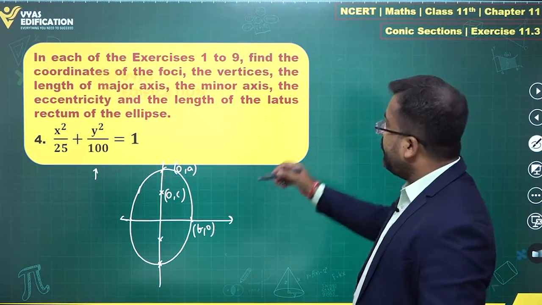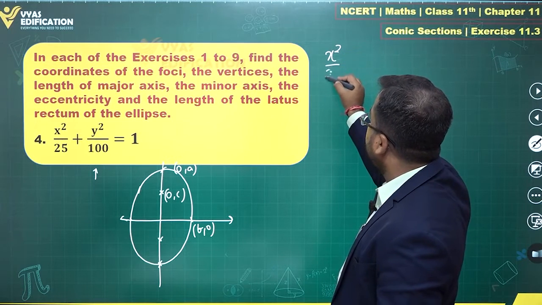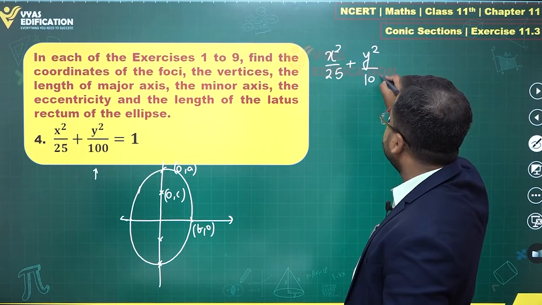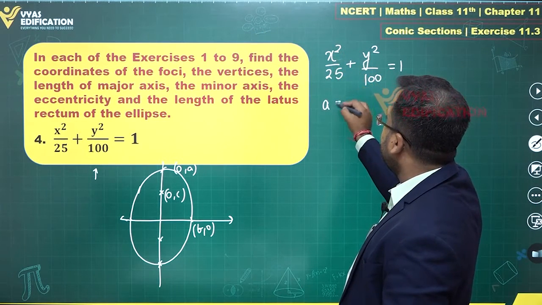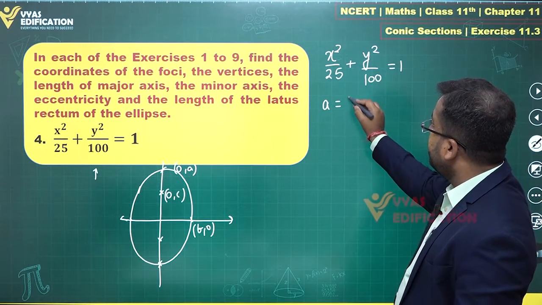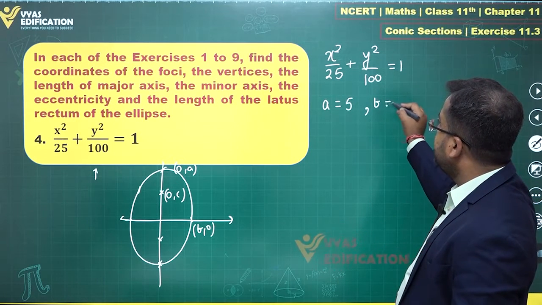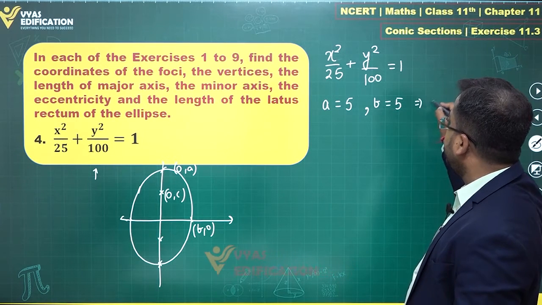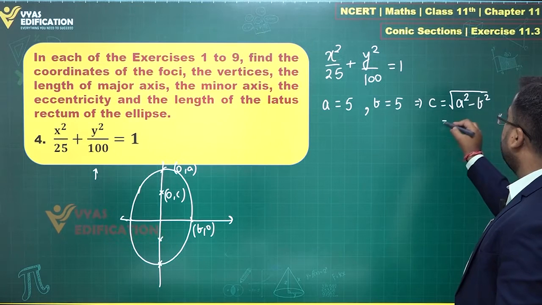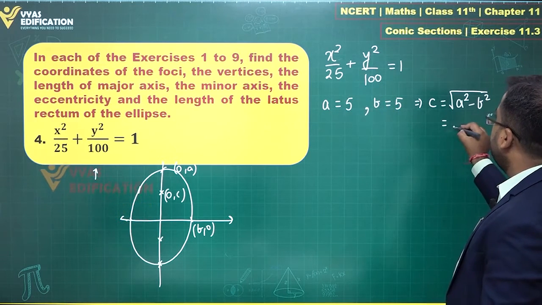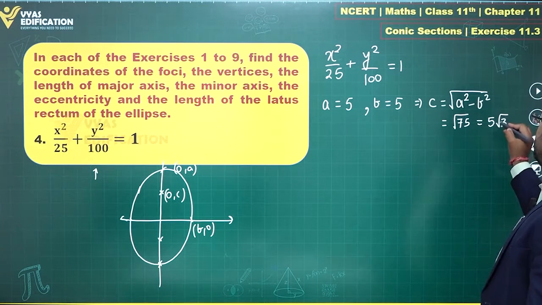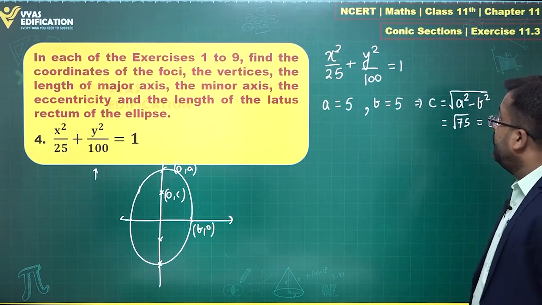But from the equation, the first things that you will observe and identify are the values of A, B and C. So A is the bigger one, and that tells me that A square is equal to 100, A will be equal to 5. B square is equal to 25, which implies B equals 5. C is equal to under root of A square minus B square, this minus this, which is under root of 75, and this will be equal to 5 root 3. That's what we have, right?